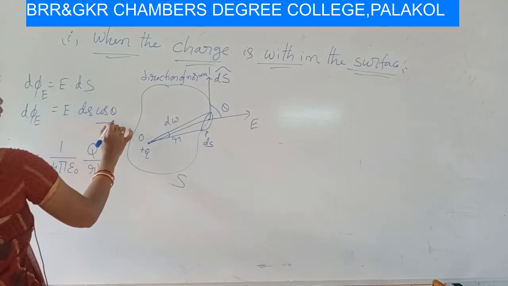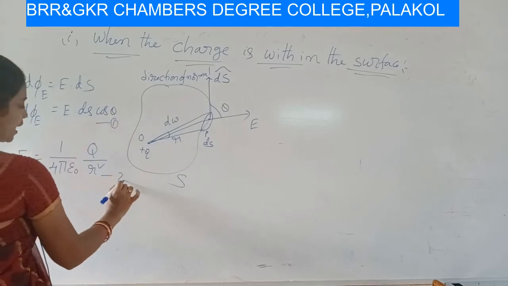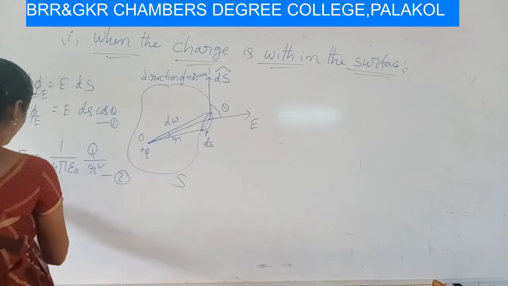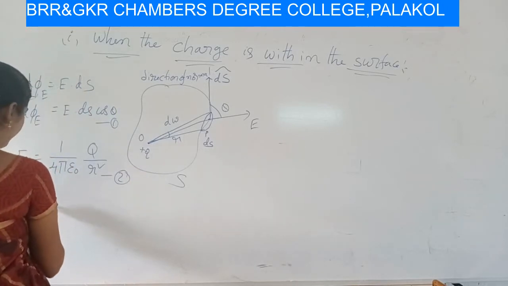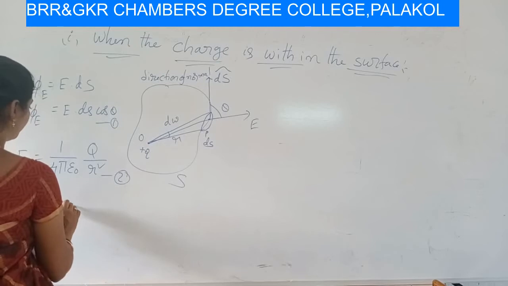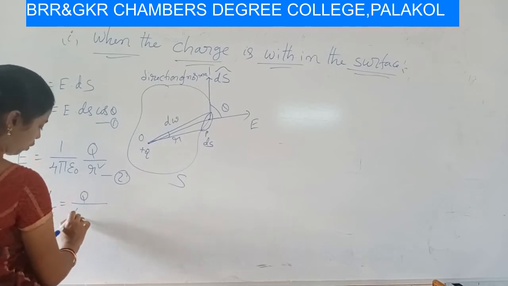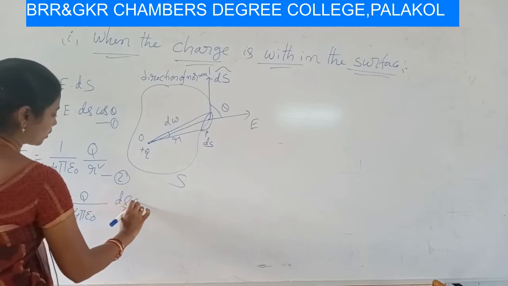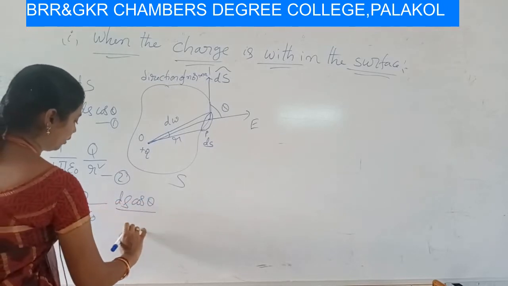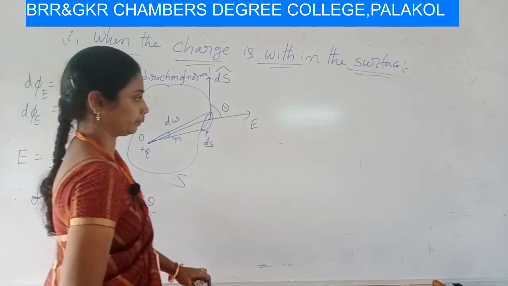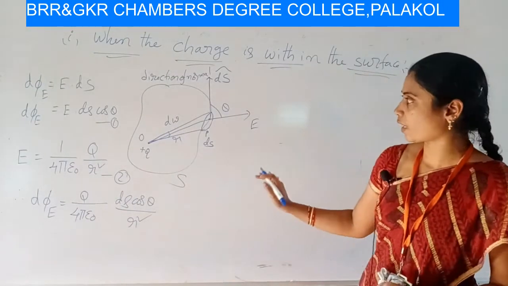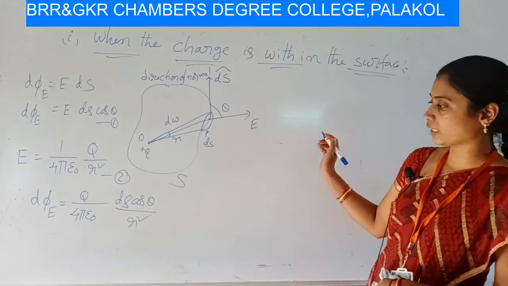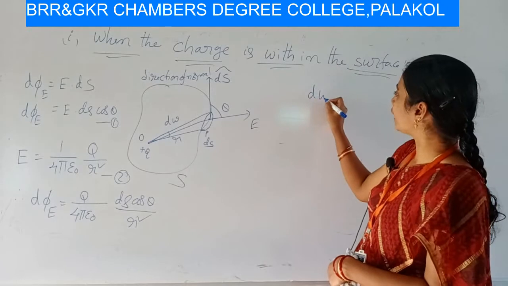We consider this d phi E as equation 1 and this as equation 2. By substituting equation 2 in equation 1, we have d phi E equivalent to Q by 4 pi epsilon naught into ds cos theta by r square. Here this ds cos theta by r square is the solid angle subtended by ds at O. Hence we take this value as d omega.